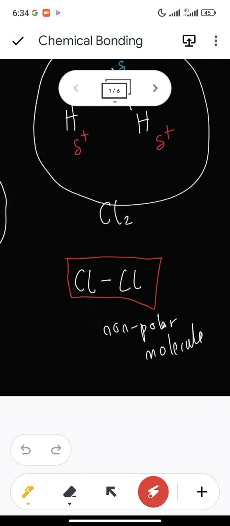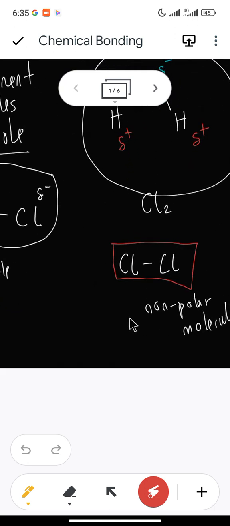Now we gave another example of a non-polar molecule, which is chlorine. Due to the fact that this is an atom of chlorine, and this is an atom of chlorine, bonded together, they have the same electronegativity. There's not going to be any uneven distribution. The electrons are going to be distributed equally. Just like a tug of war, the stronger party will pull more electrons to itself.